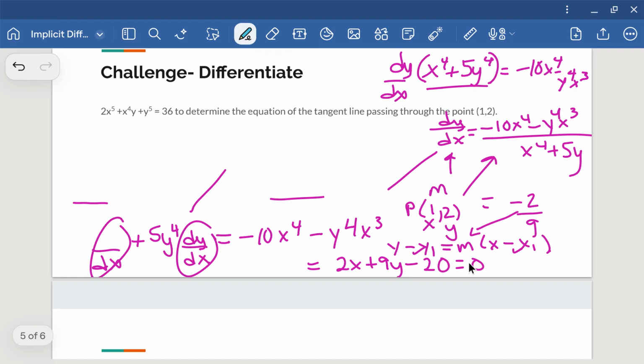So going through, using the rules you still know, differentiating, use that dy over dx notation, and then still going back to that basic math of getting your slope and your point slope form. As always, I hope you found this helpful.